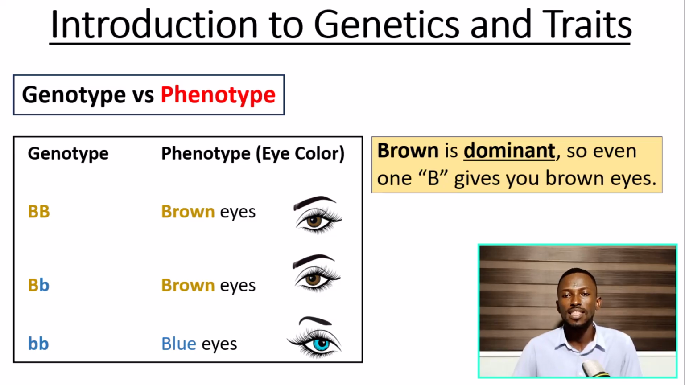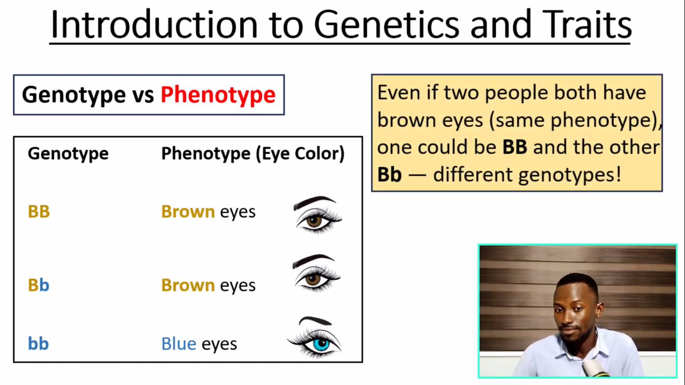So what does that mean? That means brown is dominant. Even one capital B gives you brown eyes. You just need one of them to be present. You don't need two of them. So if two people both have brown eyes, it doesn't necessarily mean they have the same genotype. In this instance, we can firmly say you don't judge a book by its cover. Yes, the cover can be brown eyes, but the inside is different.